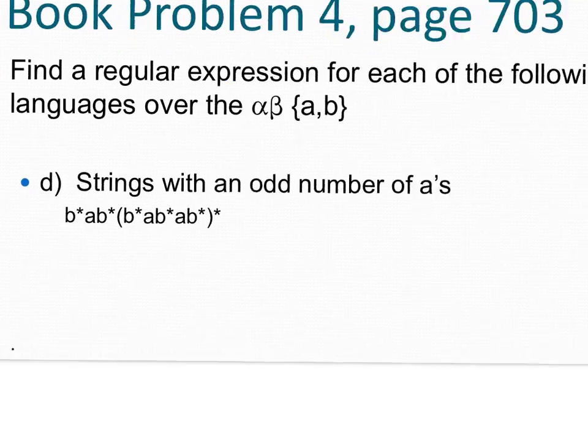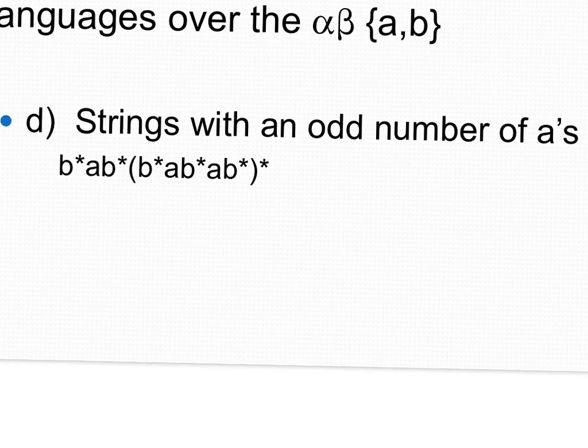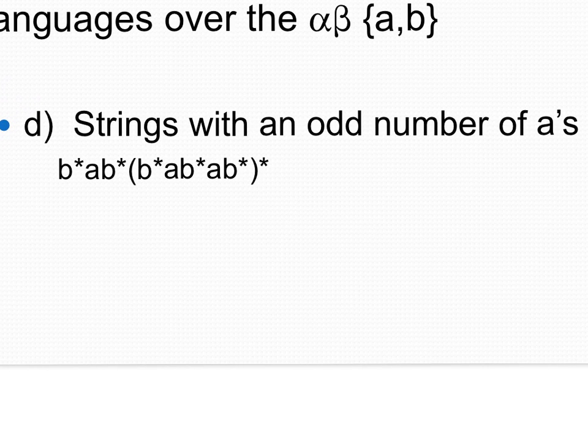So here you go. Here's the answer. Let me expand it a bit so that you can really see what's going on here. Strings with an odd number of A's. So what is this expression telling me? It's saying start out with 0 or more B's, as many B's as you want, right? Because we don't care about the number of B's. Have to have some A's, but we're going to start out with B's. After that, put an A. And after that, as many more B's as you want.